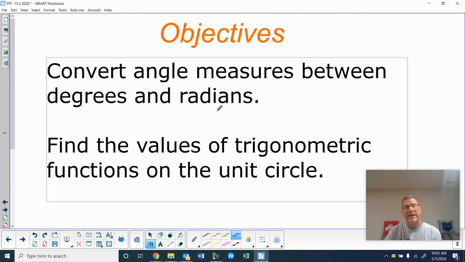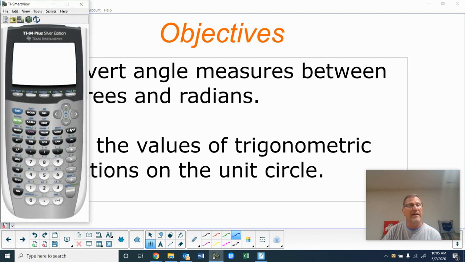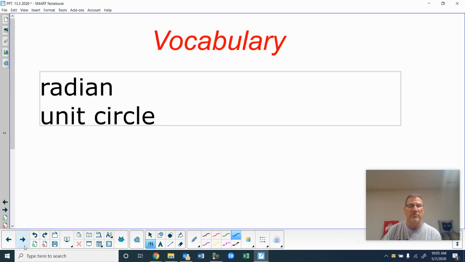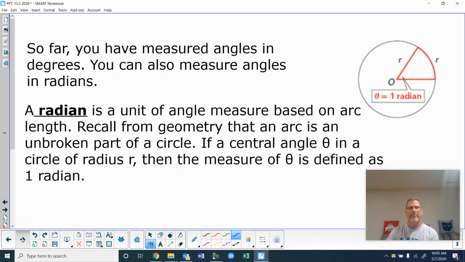Okay, so we're going to convert angle measures between degrees and radians. So this is something new, probably, radians. We've done everything in degrees so far, but we're going to move back and forth between radians and degrees. And remember, your calculator has different modes. There's radian mode, there's degree. Mine is still in degree mode right now. Okay, and then we're going to find values of trig functions on what's called the unit circle, something new today as well. So we're going to talk about radians and the unit circle.